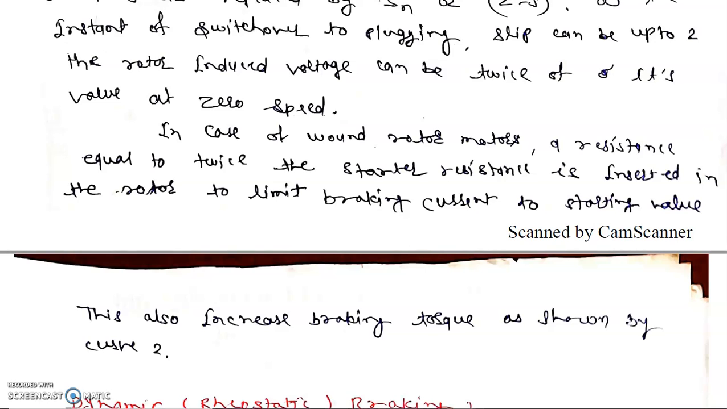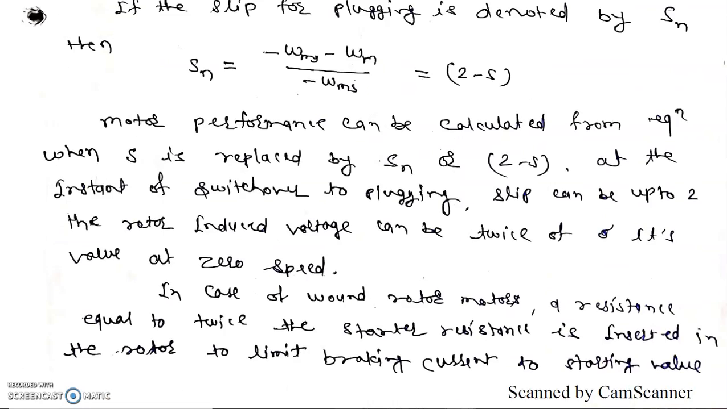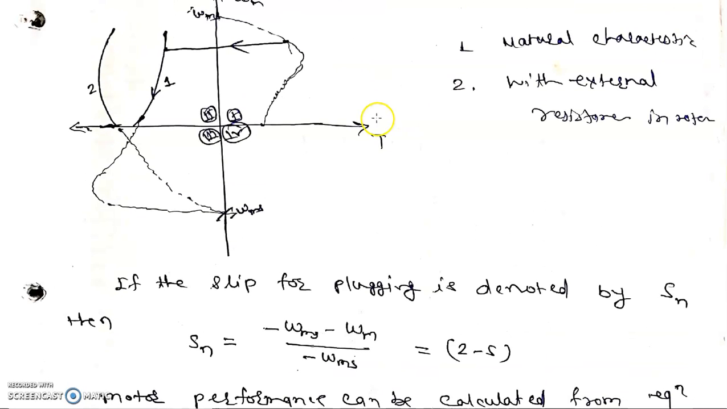This also increases braking torque, as shown by curve 2. In this characteristic we have seen that at zero speed the torque is not zero. So this method is mainly applicable whenever we have to perform reverse operation. If we want to brake the motor at zero speed, we have to make some extra arrangement so that the torque becomes zero.